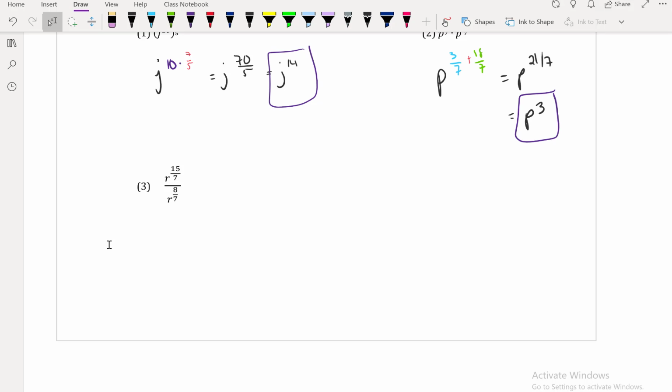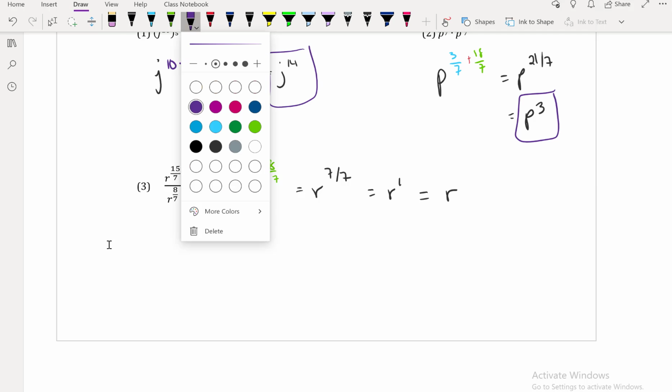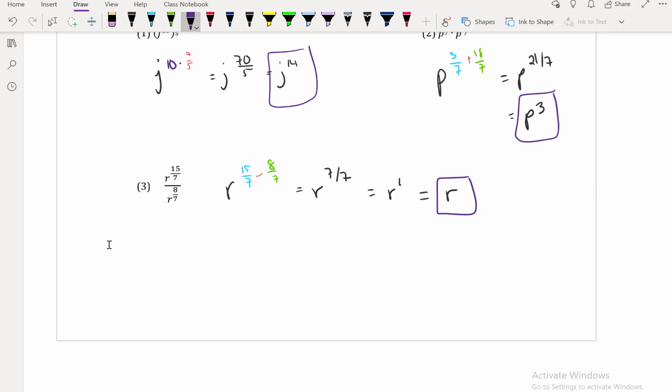Now for number 3, what's going on here is you're going to have to use your rule where you have to subtract them. So I'm going to have r. Now I'm going to subtract these two exponents. So I have 15 over 7, and it's going to be subtracted by 8 over 7. So if I have 15 minus 8, that's going to give me 7. And my denominator is 7. So that's really 7 divided by 7, which is going to give me 1, which in reality is just r. So now I have my final answer as r. And that is the end of this section.